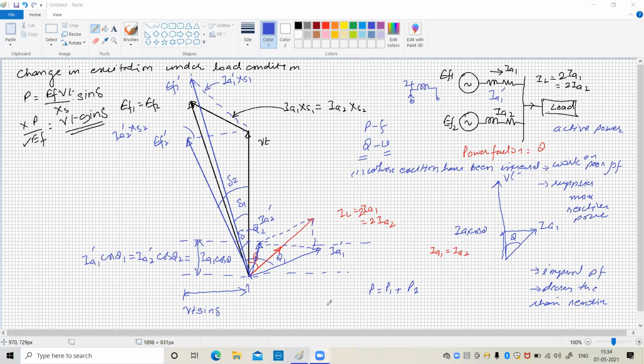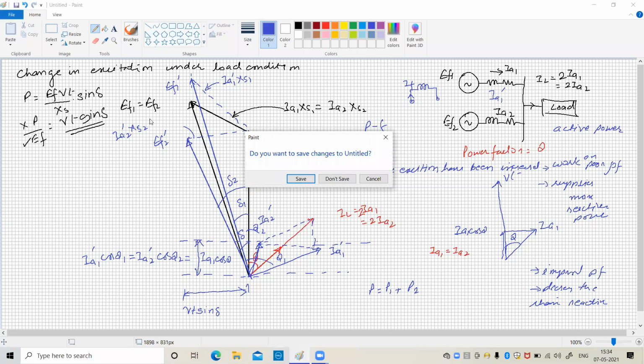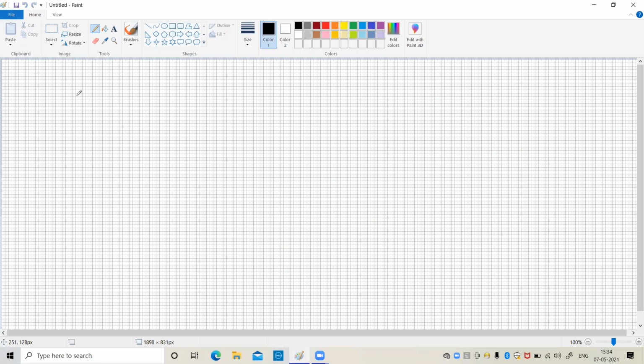Now, if you increase the mechanical input to one of the alternators, under such condition, suppose two alternators are working in parallel. Alternator 1 and alternator 2 are working in parallel, and here the mechanical input or mechanical torque has been increased in one of the alternators. Say alternator 1 mechanical input has been increased. So under such condition, it will supply more active power. And it will supply less reactive power.